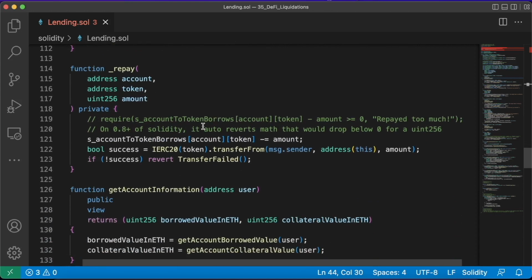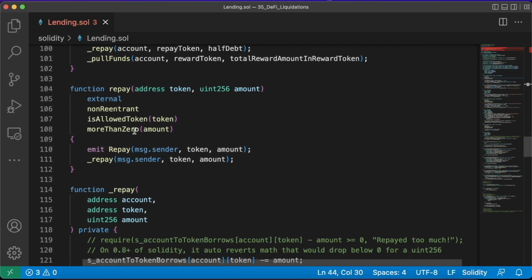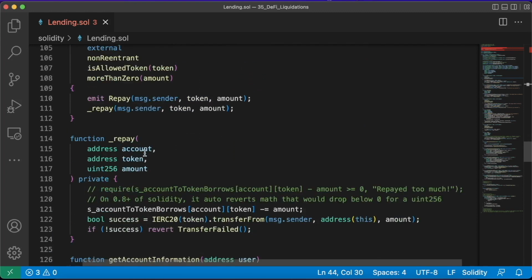Repay internal is basically the same. You have to diminish the borrow amounts of the account that is being sent as a parameter here. And then there is a transfer from the message sender to the contract for the amount. The reason we are sending account here as a parameter, but we're taking the funds from the message sender, is because the liquidations are actually a repayment. So we have this repay, which assumes that the message sender and the account are the same.